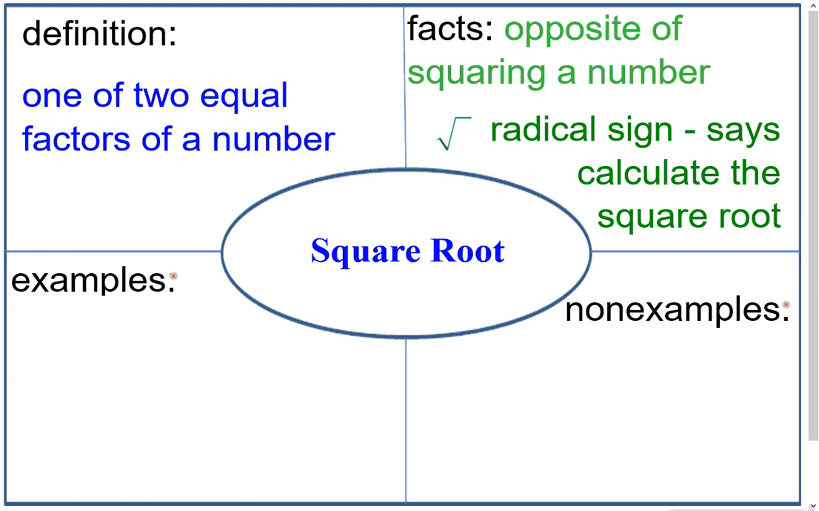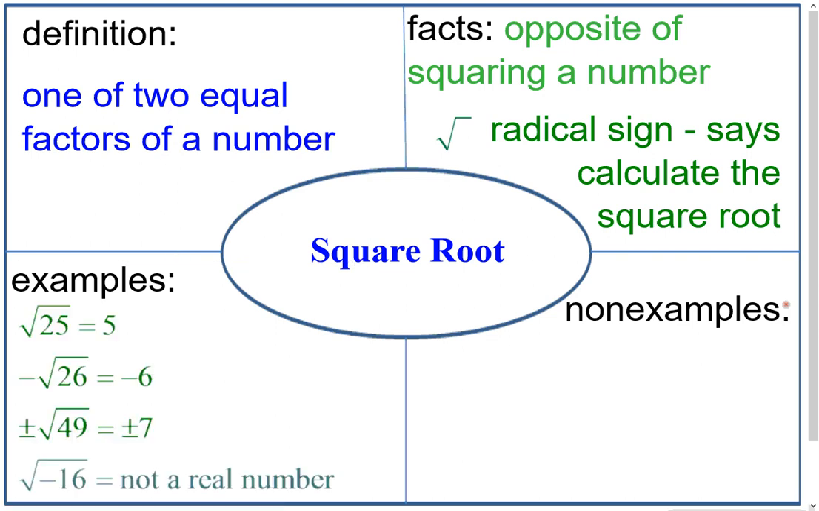Now, I have some examples here. I just said, well, the square root of 25. It's 5. Why is it 5? Because 5 times 5 is 25. Now, I have another one that I have a typo on. This should be a 25 right here. Please put that in your notes that way.